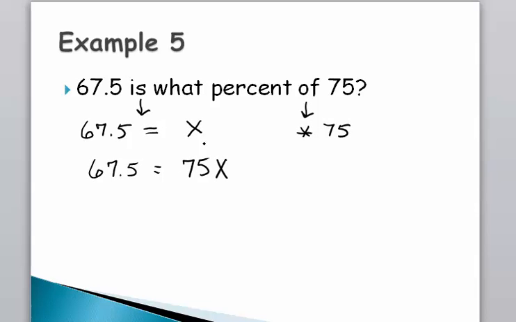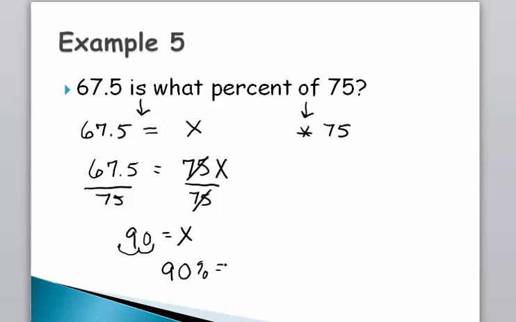And to solve this equation, we would need to take both sides of the equation and divide by 75. Plugging into our calculator, 67.5 divided by 75 gives me 0.9, which remember that we want to write as a percentage. We'll move that decimal place 2 places to the right, adding a 0 in the space. And so 90% is our answer.